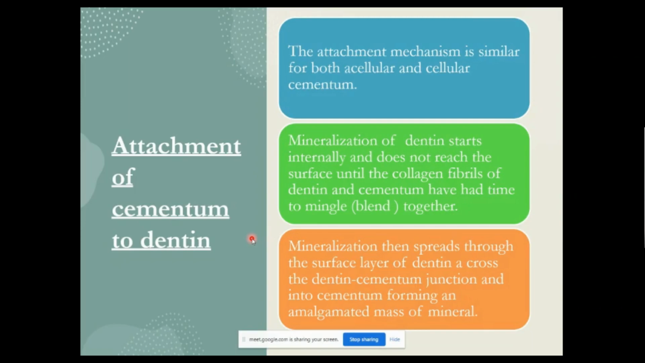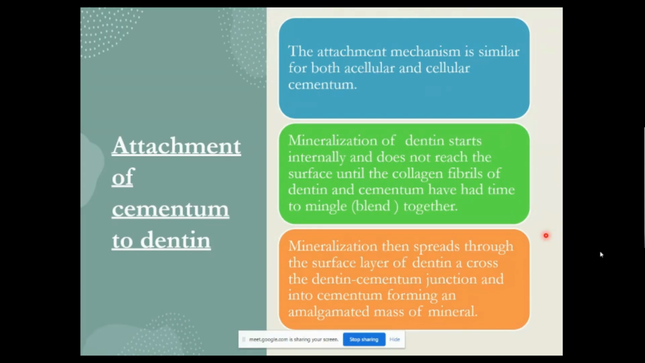So cementum and dentin, the attachment mechanism is similar for both the types of the cementum, that is cellular and acellular. And the mineralization of the dentin will start internally as soon as the dentin matrix is formed. And it does not reach the surface until the collagen fibrils of dentin and cementum have had the time to mingle together.